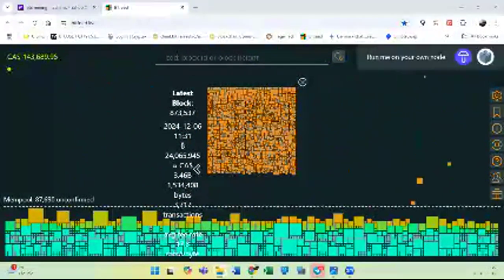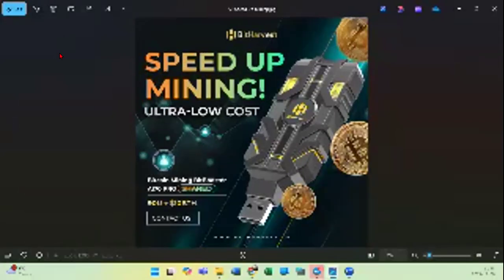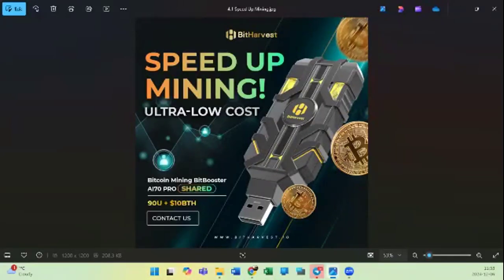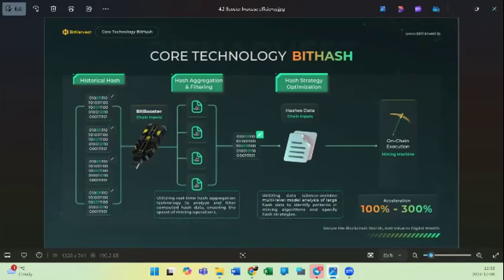We speed up the mining process, and I'll explain how we speed it up. We speed it up with a USB device. It's called a bit booster. Now you don't have to plug this booster into your machine. It's housed at the server room in Kuala Lumpur. It's housed there on site, and they've got a high-speed internet connection to connect to the network.